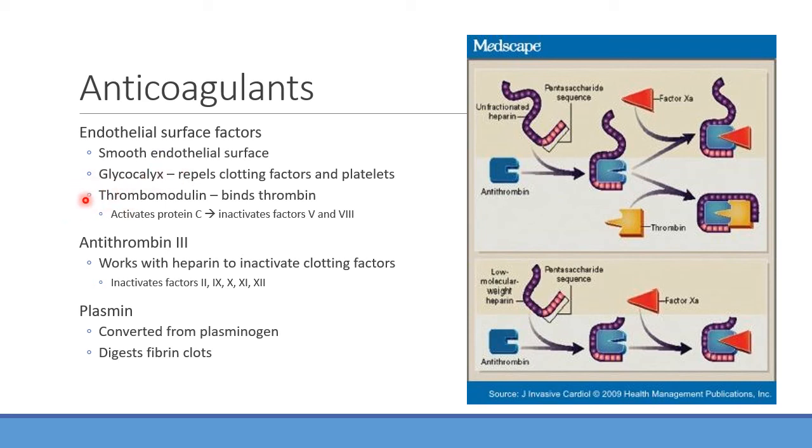And then you also have a molecule called thrombomodulin that will bind up thrombin. That's good because thrombin is factor 2, right? So it binds factor 2, and this will actually activate protein C, I should say. Protein C is a natural anticoagulant the body produces, and it helps to inactivate factors like 5 and 8. So again, we have natural anticoagulants floating around to help prevent clotting from occurring where it shouldn't.